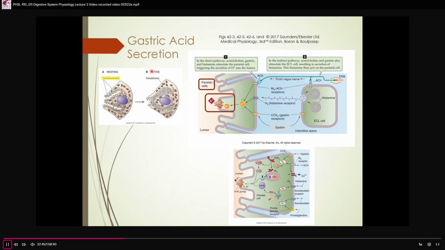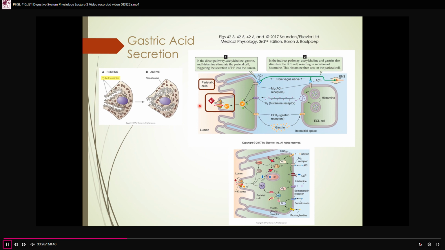When the cell becomes active and it is stimulated, the activation causes a translocation of those preformed vesicles that contain all these hydrogen potassium ATPase pumps, causes them to move to the apical surface, and fuse with the apical membrane along the canalicular linings. This significantly increases the surface area projecting out into these canalicular channels and gives you a lot more surface area over which you now have expressed these hydrogen potassium ATPase pumps that are active in the actual hydrogen ion secretion itself.